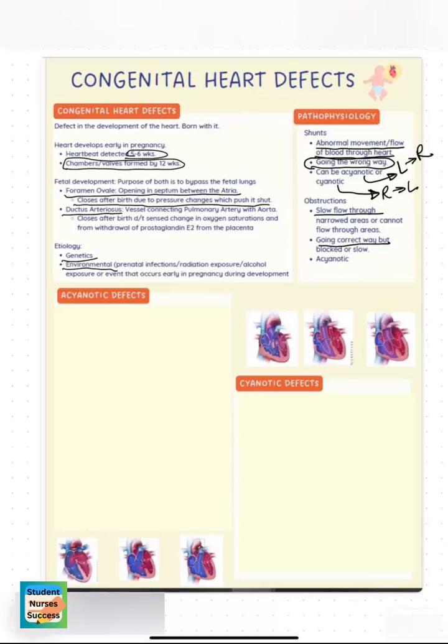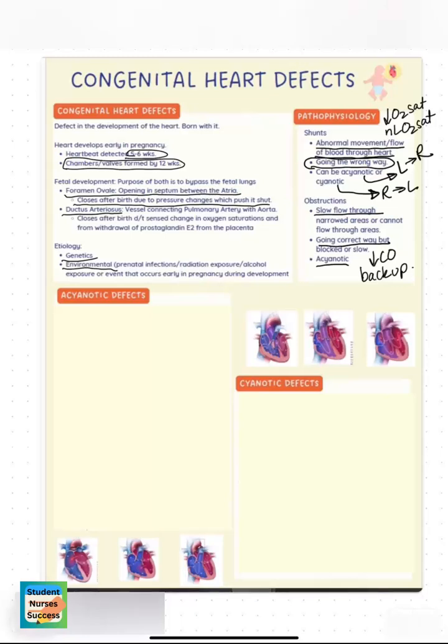However, obstructions are acyanotic. The oxygen content is there. It's just the amount of flow is not. And so we see decreased cardiac output. So with shunts, we can actually see either a decrease in O2 sats or normal O2 sats. It just depends if it's acyanotic or cyanotic. With obstructions, we start to see a decrease in cardiac output and actually a backup.